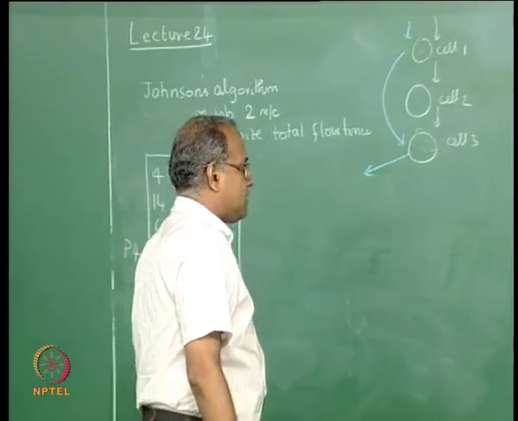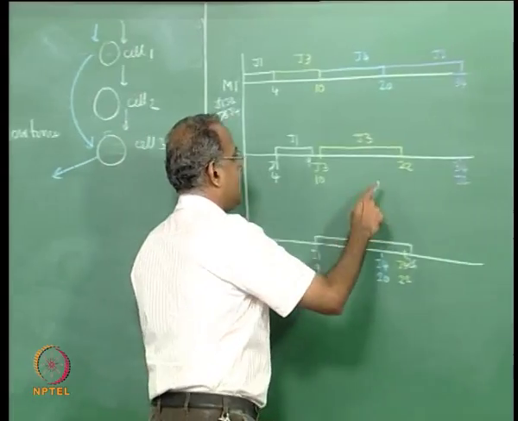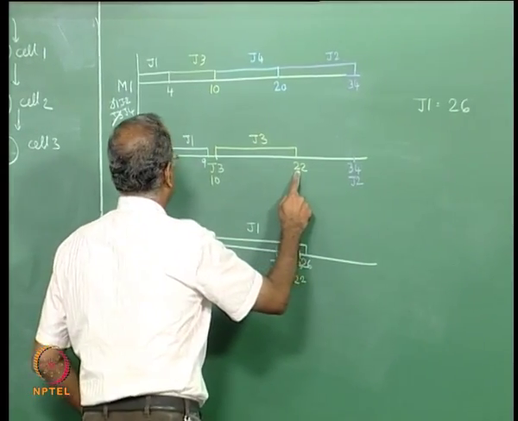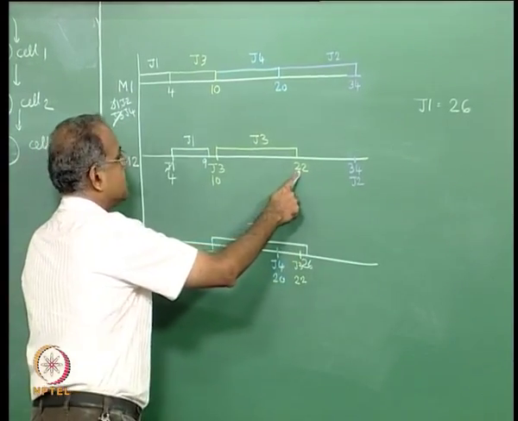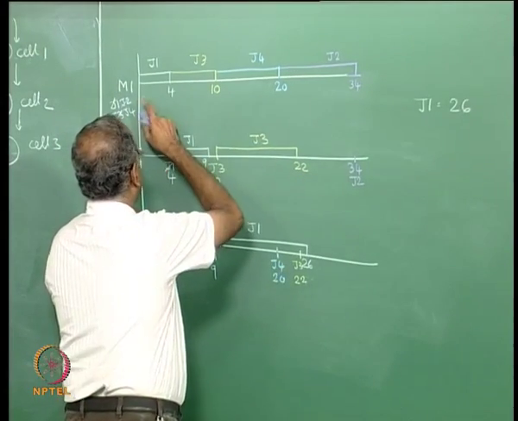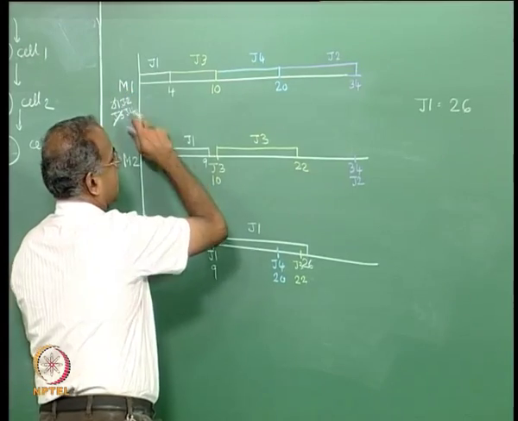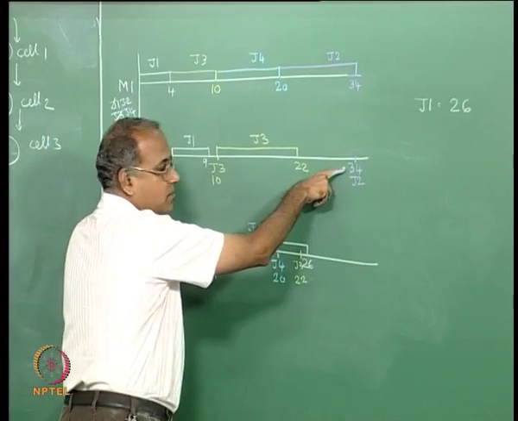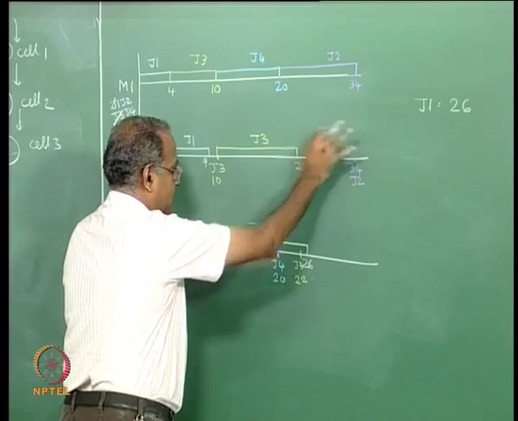So, we now go back to this chart. Here we are at time equal to 22, but then J2 is going to come only at 34. So, now all these 4 jobs are over here. So, J2 is going to come only at 34. So, nothing, we cannot do anything.